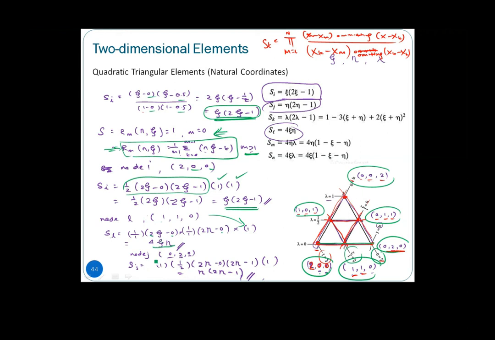Or for node J itself, let's say at this particular point is 0, 2, 0, then you have 0 again is 1, 1, 2 is 1 over 2, then we have 2 eta minus 0, 2 eta minus 1. So you end up with eta (2 eta minus 1) for your shape function. So Si is this, Sk is lambda (2 lambda minus 1). Lambda is such that psi plus eta plus lambda equals 1, so lambda equals 1 minus psi minus eta. Substitute this lambda, then you will get Sk in terms of psi and eta. Same with Sm and Sn. That gives us the shape functions for the 4 nodes.